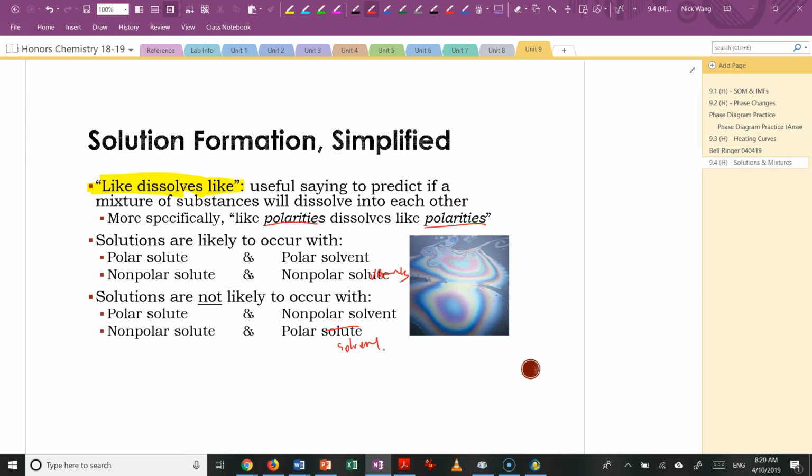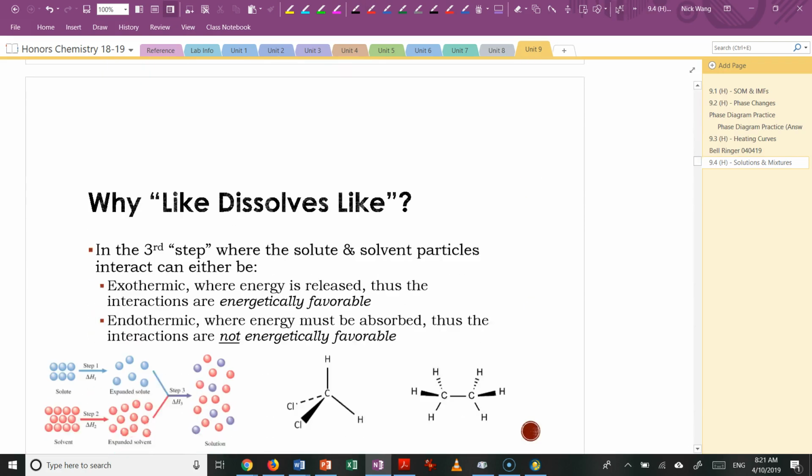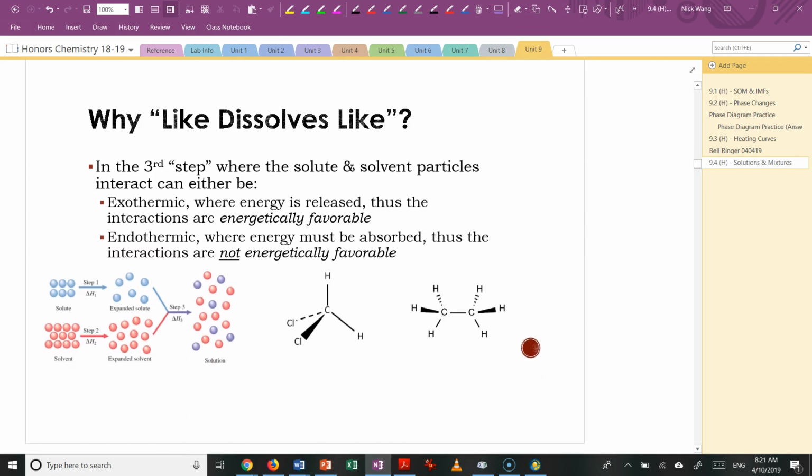Now, this is a general rule of thumb. As with any rule of thumb, there are always exceptions. But for now, just generally recognize that if you see two things of similar polarities, they're going to be able to dissolve each other. So then, of course, we need to get into why this happens. What is the exact nature of two substances being able to dissolve into each other? Well, it comes down to this third step, if you remember the conversation we had a minute ago, where the particles come to interact with each other.